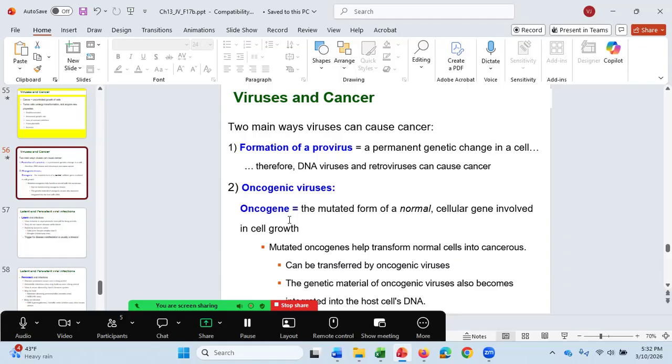Now remember, an oncogene is carried only on oncogenic viruses. There's only a few oncogenic viruses, and if you get infected with this virus, you are likely to come down with cancer. Any question about any of that?